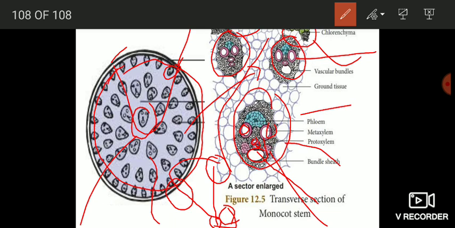So this is all about the anatomy of monocot stems. I hope you all understand this.